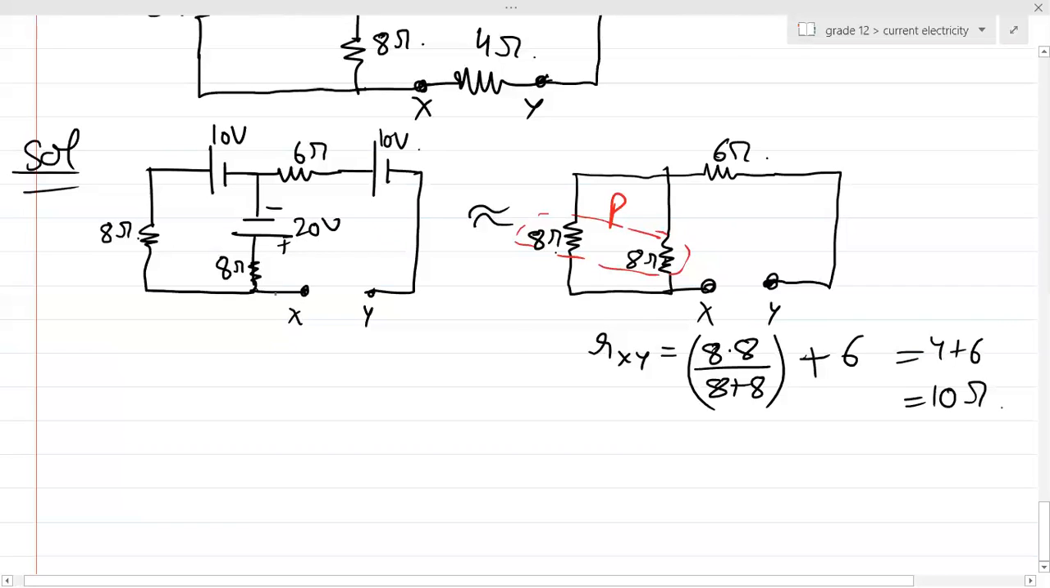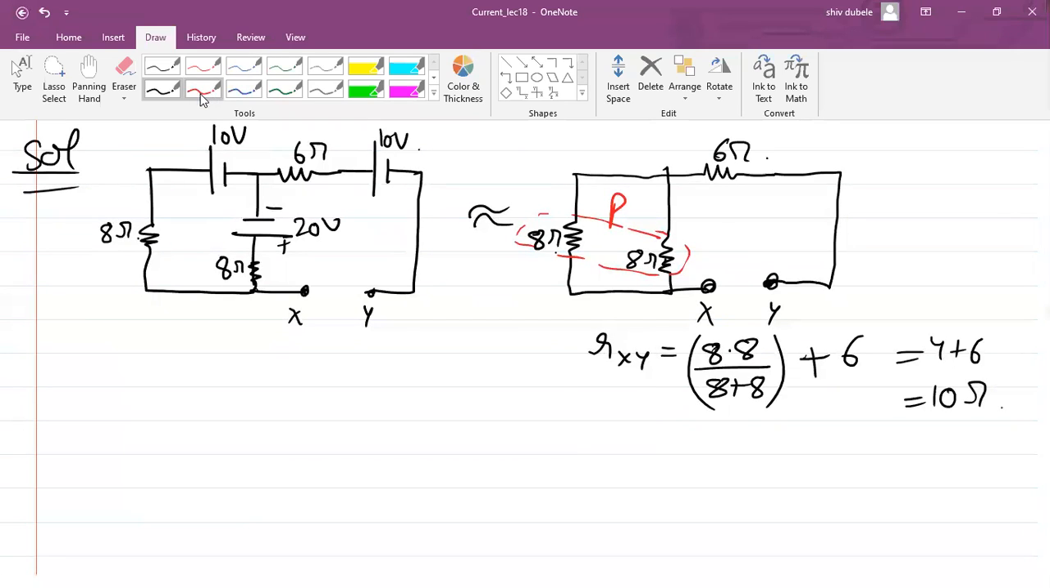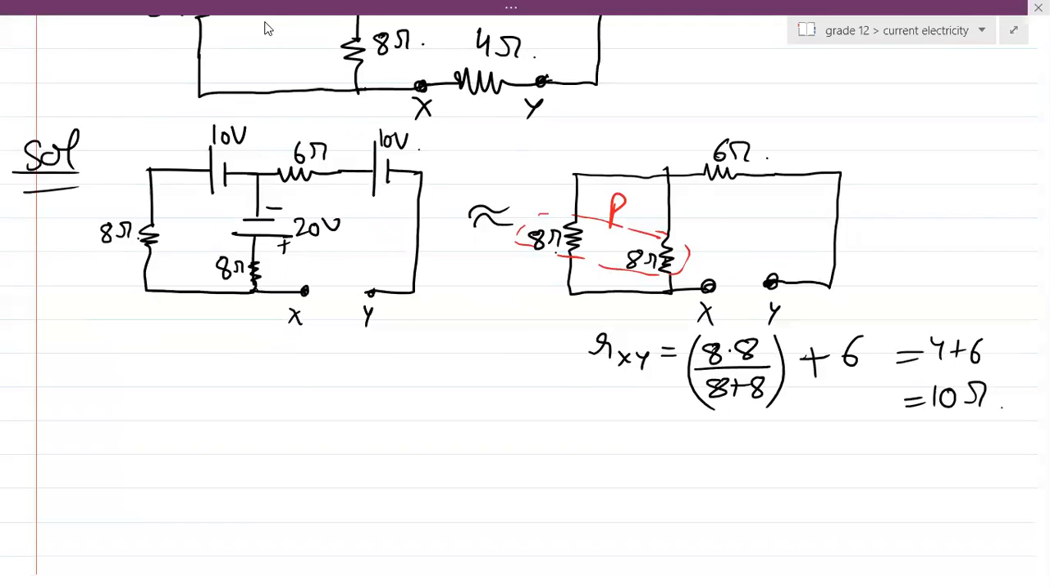Now, tell me one thing. When you break the circuit between X and Y, will any current flow in this branch? Will any current flow in this branch? No, right? But is there any loop present where the current can flow?